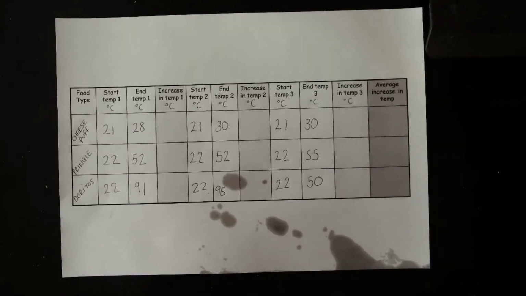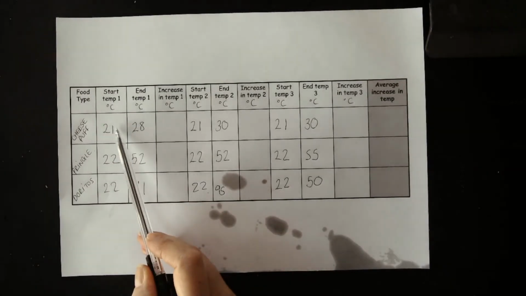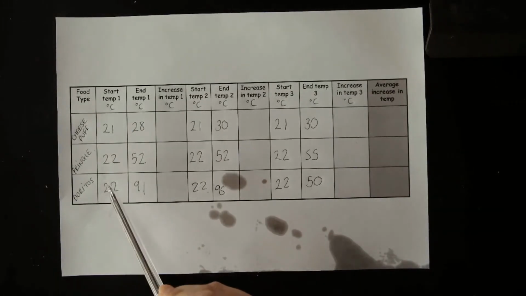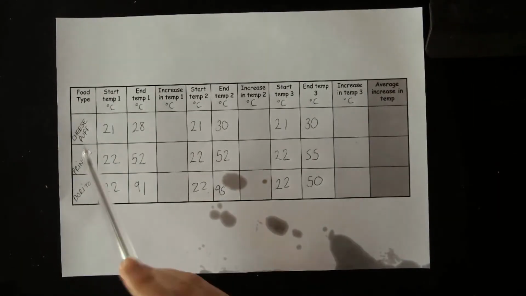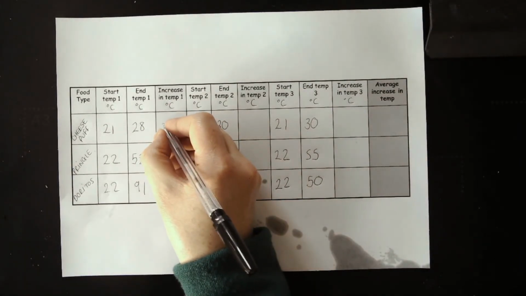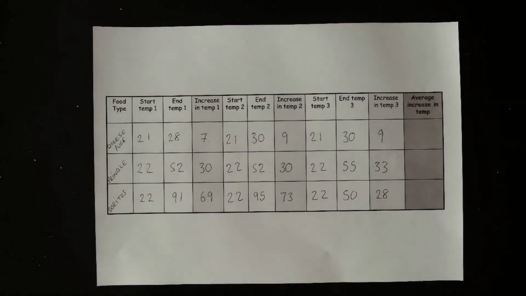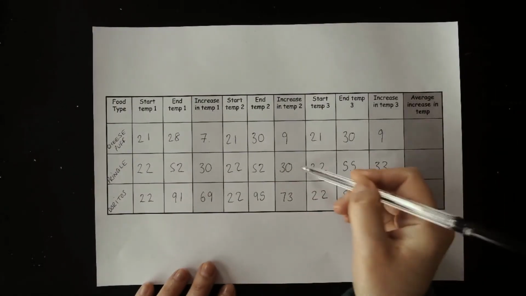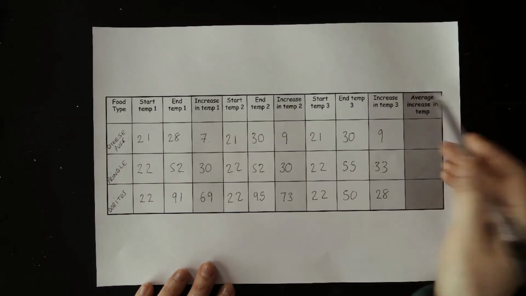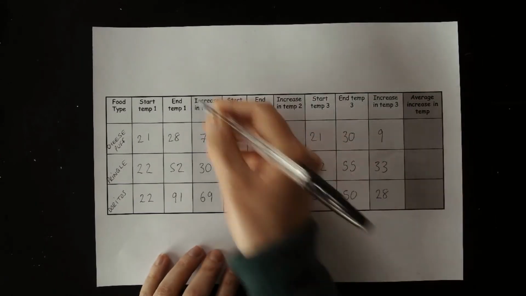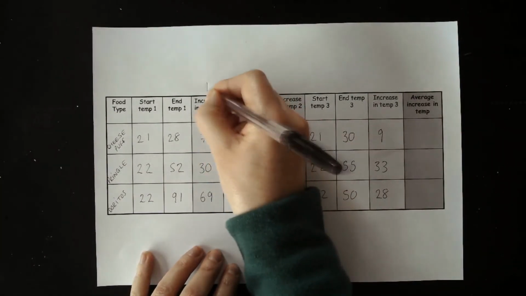Here I have my completed results table. It got a bit wet, but that's what happens when you're doing an experiment. So I've got a start temp and an end temperature, and what I need to work out is the increase. So from 21 to 28, what is the increase? And that is 7. So it's increased by 7 degrees. Now I have completed all the increases in temperature, I am ready to work out the average increase. And to do that, I'm only looking at the 3 increase columns.